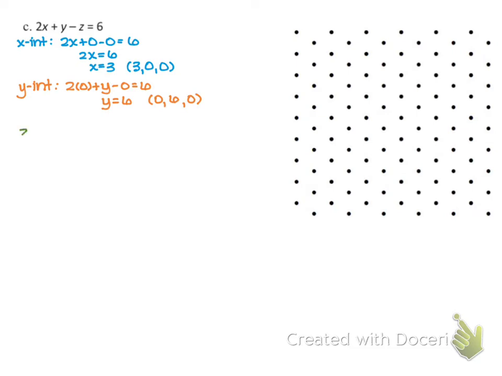And then to find the z-intercept, we're going to do the exact same thing. So plug in a 0 for x, plug in a 0 for y, leave z alone. Notice we get negative z equals 6. That means z is equal to negative 6. Okay, write it as an ordered triple.